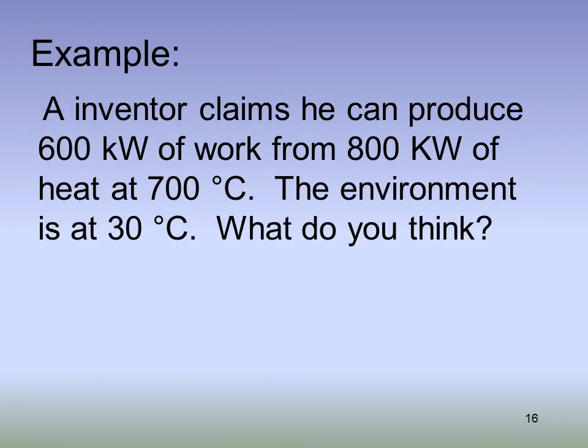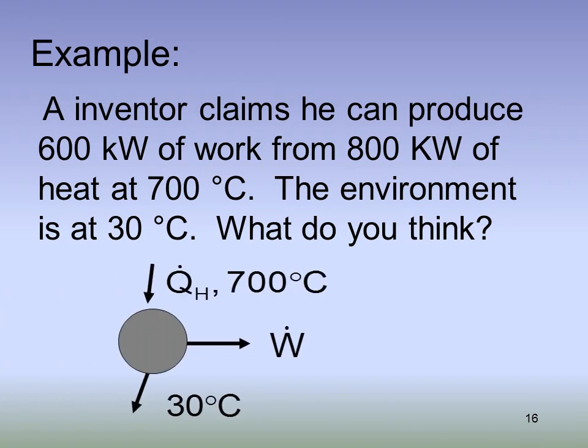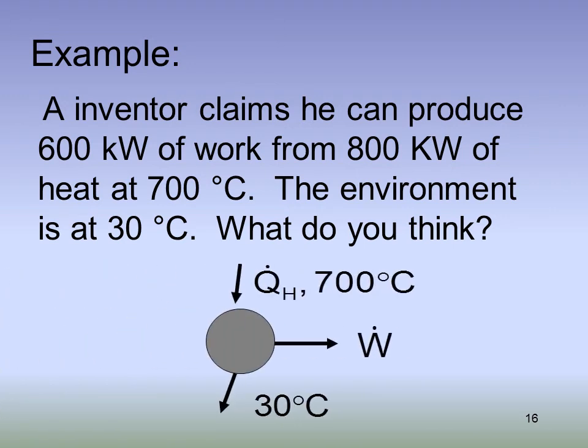Okay, let's take another example. Suppose an inventor claims he can produce 600 kilowatts of work from 800 kilowatts of heat. The heat comes in at 700 degrees and the environment's at 30 degrees. Is his claim reasonable? Well, let's look at it. QH coming in at 700, QL going out at 30.